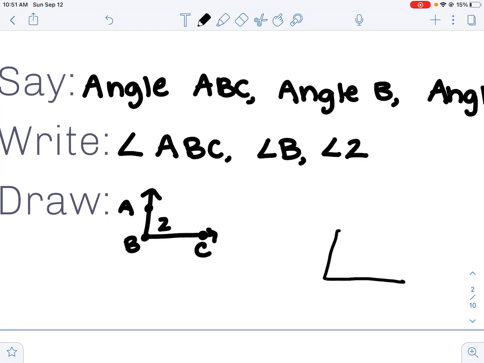If I had a situation where I had multiple angles coming from the same vertex, I couldn't call this angle X because there's three different angles I could be talking about. So in this case, I would have to use three letters or add some numbers in to clarify which one I'm talking about.